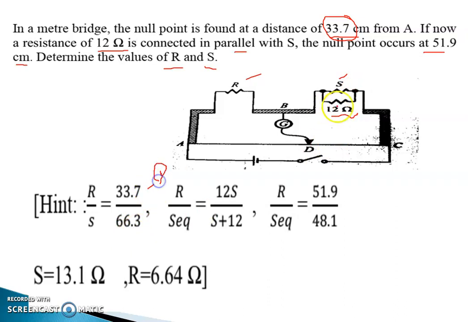Now for the second condition, there is a 12 ohm resistance in parallel. So what will happen? The equivalent resistance will become 12 into S divided by 12 plus S. So this is the equivalent resistance, and this is R. Now the balancing length is 51.9, so the remaining length will be 48.1. Now again we will get two equations, and from these two equations we will get the values of R and S.